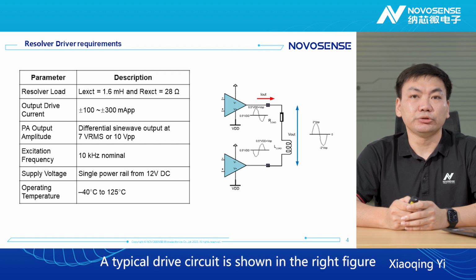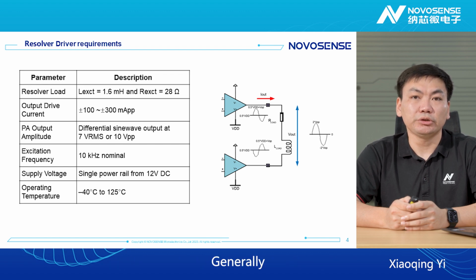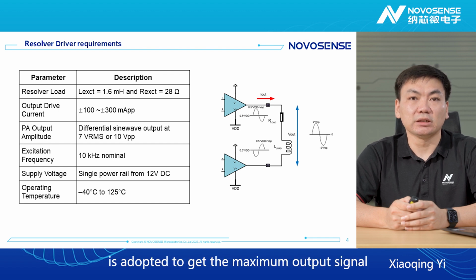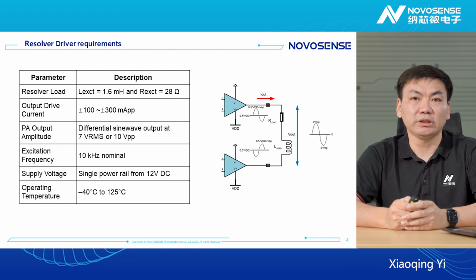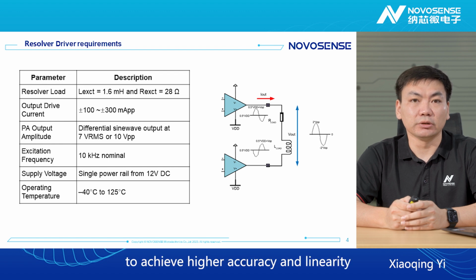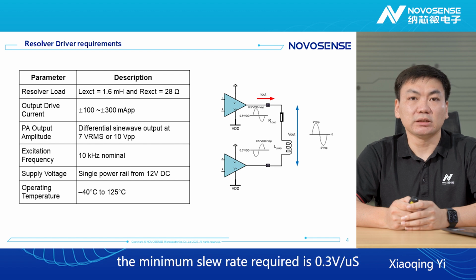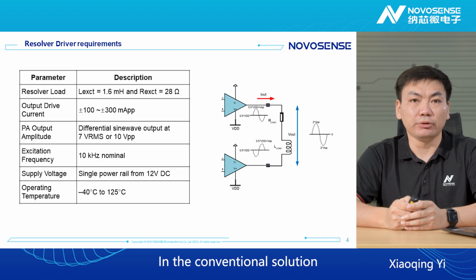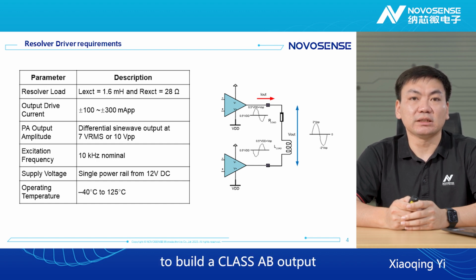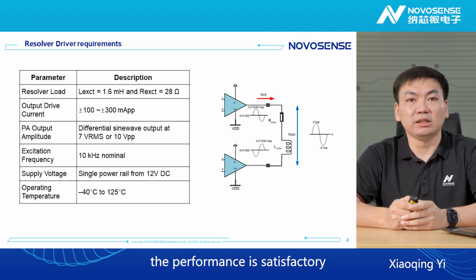A typical drive circuit is shown in the right figure. Generally, a push-pull output mode is adopted to get the maximum output signal. Meanwhile, to achieve higher accuracy and linearity, high slew rate is also required in this application. As can be seen from the figure at the lower right, at 10 kHz and 7 VRMS, the minimum slew rate required is 0.3 V per microsecond. In the conventional solution, discrete transistors are used to build a Class AB output, indicating complex BOM and low reliability. Moreover, neither the cost nor the performance is satisfactory.